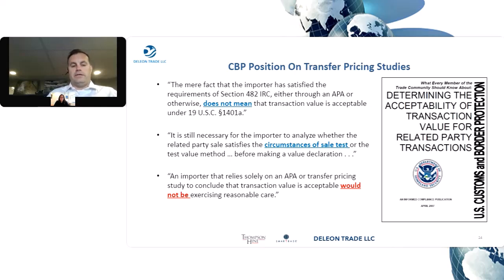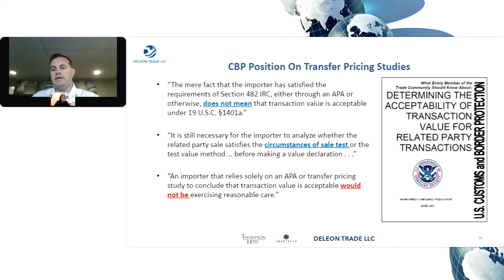It's still necessary for you as the importer to analyze your related party sale to ensure it meets a circumstances of sale test or a test value, which you're never going to get a test value. I'm telling you that right now. But you have to pass the circumstances of sale test. And an importer that relies solely on that transfer pricing study without doing the circumstances of sale test would not be exercising reasonable care. They specifically put that wording in there.